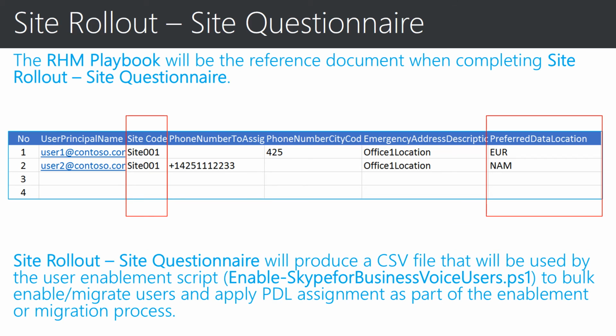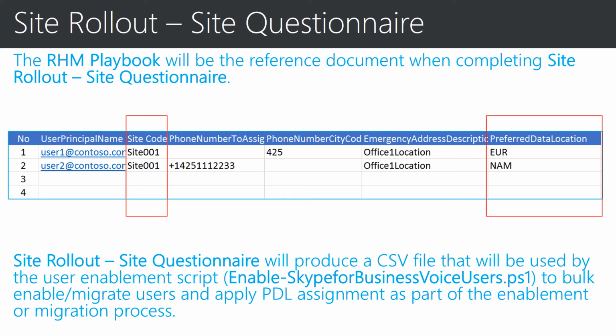Upon completion of the RHM playbook, when the engagement is moving along to the deliver phase, you will use the RHM playbook to complete the site rollout site questionnaire, especially the User tab. In the User tab, a new column has been added to list the preferred data location. And please ensure the PDL matches the site code defined previously in the RHM playbook.